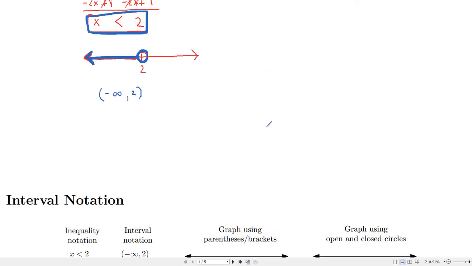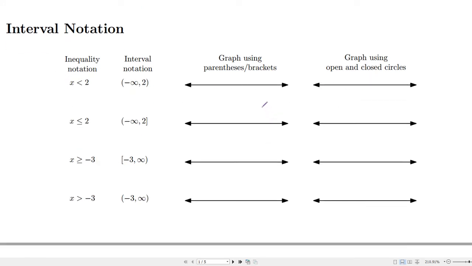Interval notation in general, we're going to follow this convention here. So here is the inequality notation: x is less than 2. The interval notation for that would be negative infinity to 2, and the open parentheses here mean that we're not including those values, since there's no equality here.